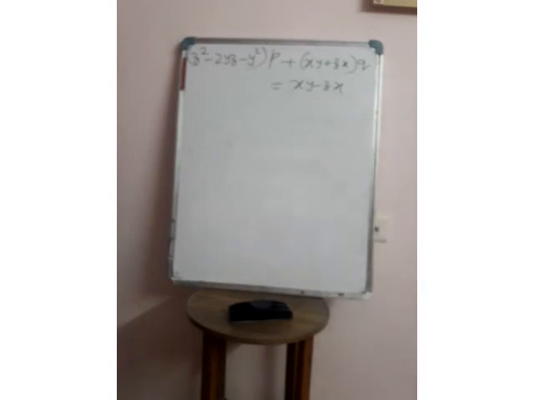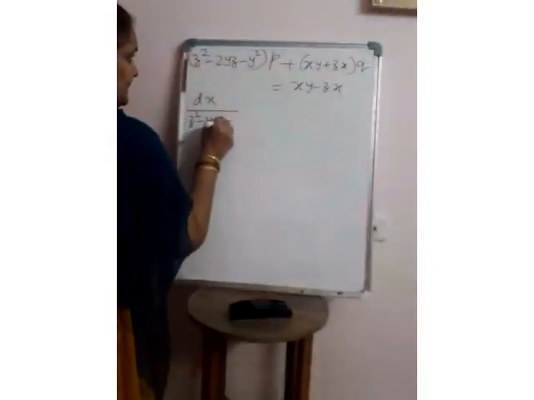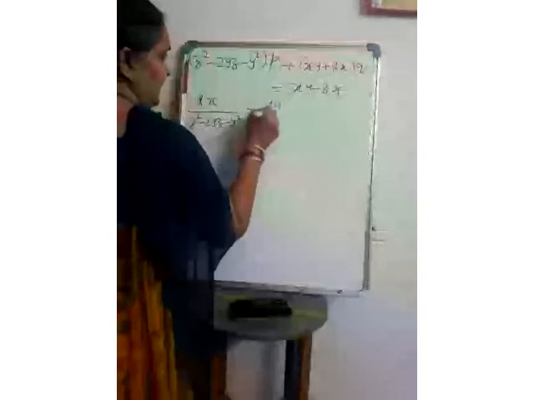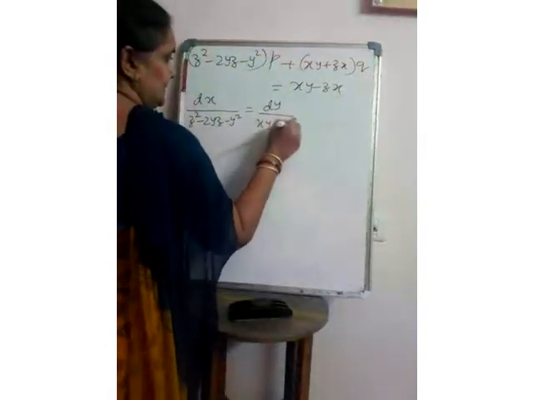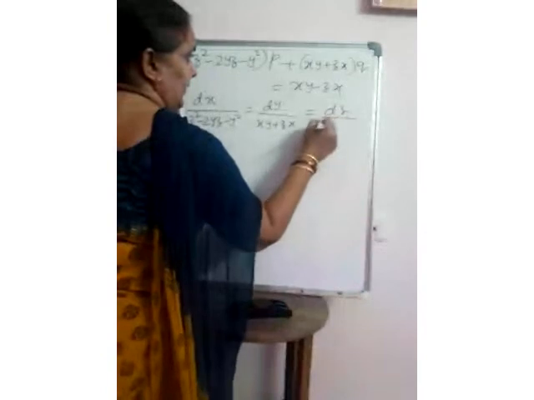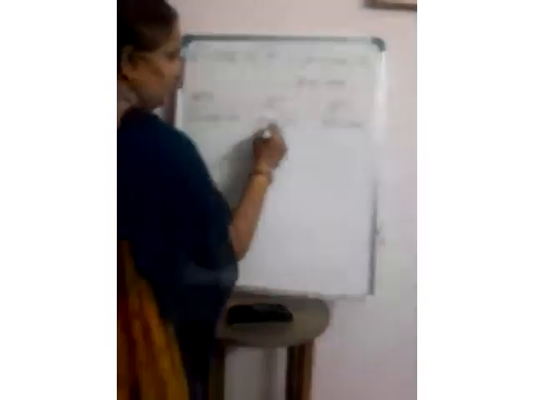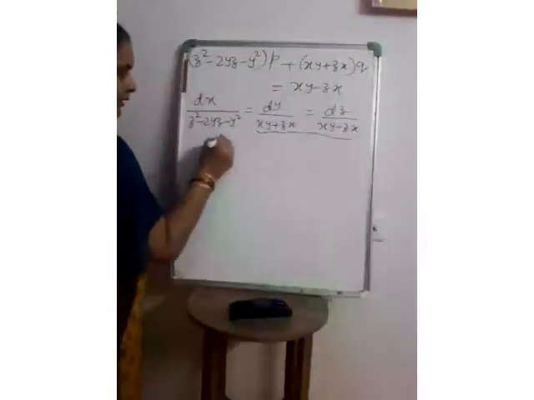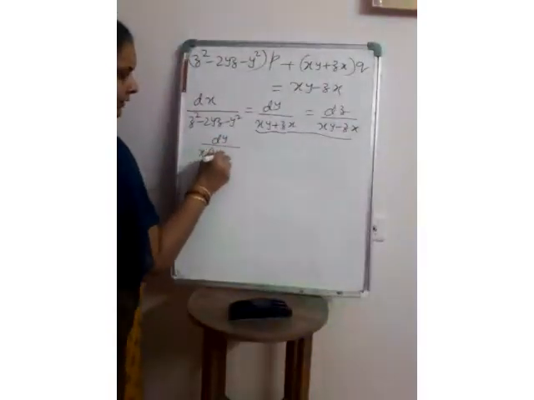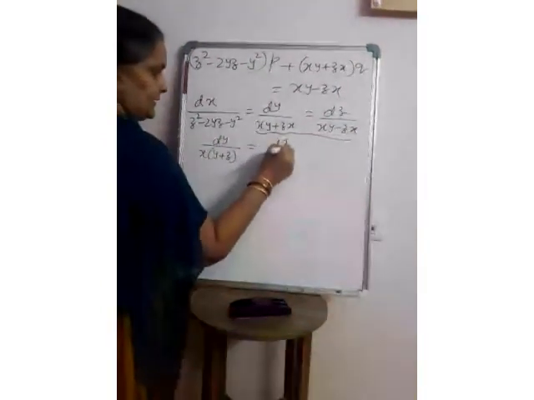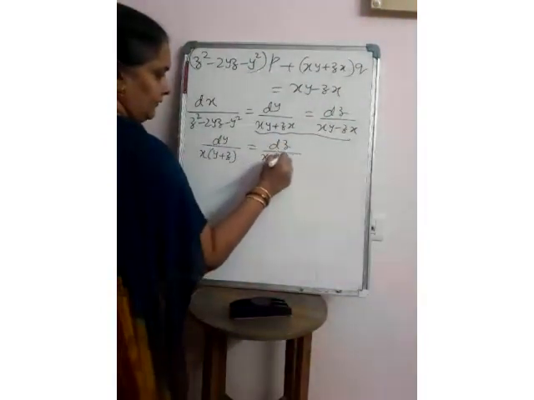First, write down the subsidiary equations. dx by z square minus 2yz minus y square is equal to dy by xy plus zx is equal to dz by xy minus zx. I think we can take the first combination of these two because we can eliminate x. dy by x, if you take it out, it will become y plus z, is equal to dz by x, if you take it out, it will become y minus z. So x gets cancelled, cross multiply.